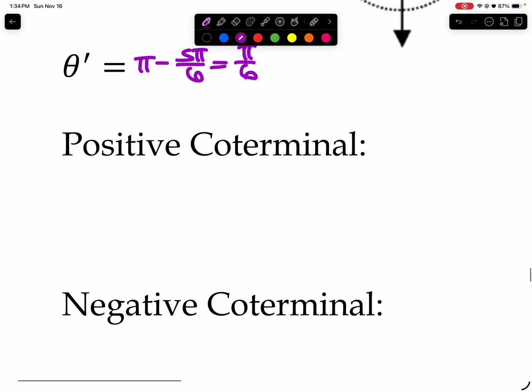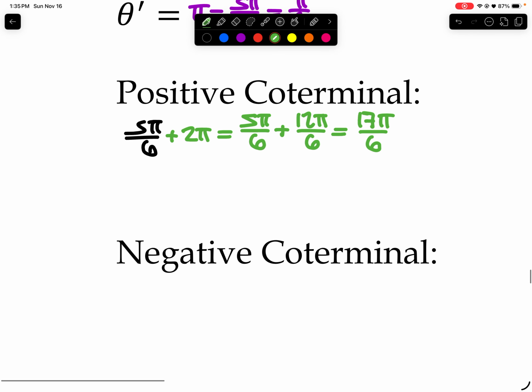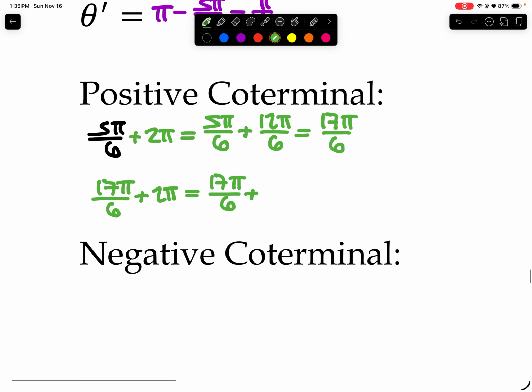Now I want to find some coterminal angles. So positive coterminal for 5 pi over 6. I want to add a full rotation, which means I'm going to add 2 pi. So 5 pi over 6 plus 2 pi, which when you get a common denominator, that's going to be 12 pi over 6, is going to give you 17 pi over 6. And then I want to find another set, so 17 pi over 6, and that's going to be plus 2 pi. So 17 pi over 6 plus another full rotation, which is going to be 12 pi over 6, which when you add, that's going to give you 29 pi over 6. So there are your two positive coterminal.